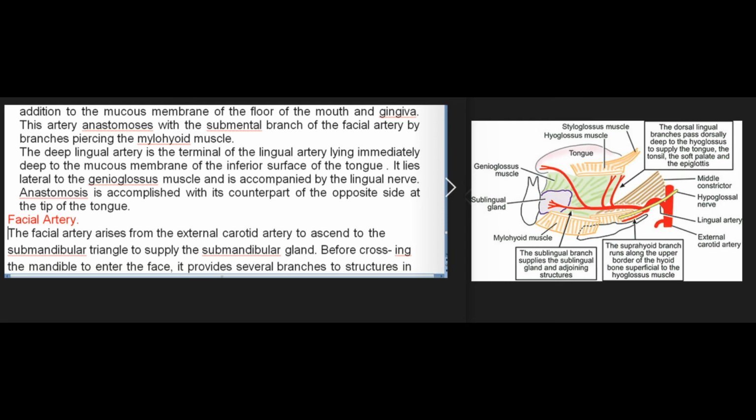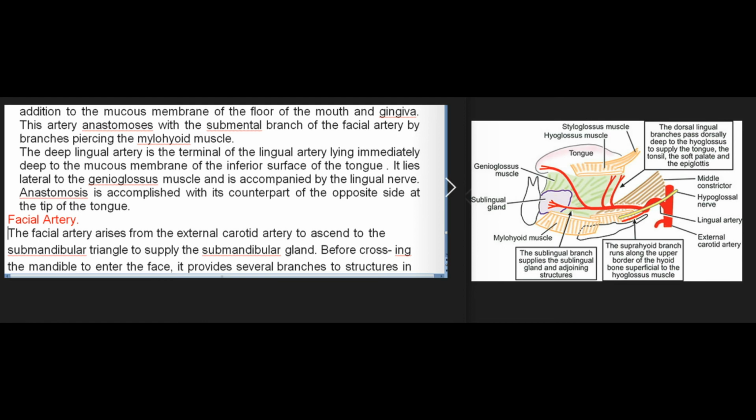The deep lingual artery is the terminal branch of the lingual artery, lying immediately deep to the mucous membrane of the inferior surface of the tongue. It lies lateral to the genioglossus muscle and is accompanied by the lingual nerve. Anastomosis is accomplished with its counterpart of the opposite side at the tip of the tongue.